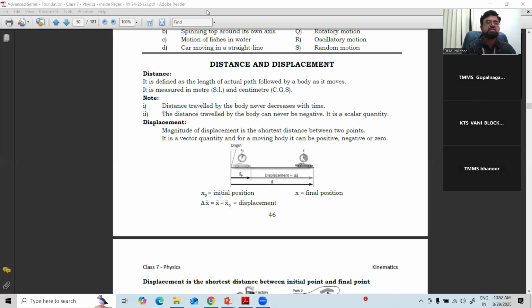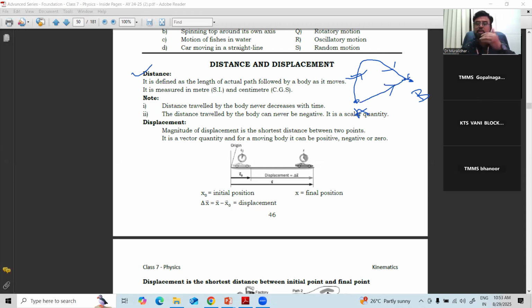So what is distance? You can see clearly: it is defined as the length of the actual path followed by a body as it moves. Suppose two destinations are there, A and B. A body goes from A to B like this. This total path, the entire path, is called distance. Suppose you go directly from A to B like this, this is called the shortest path.